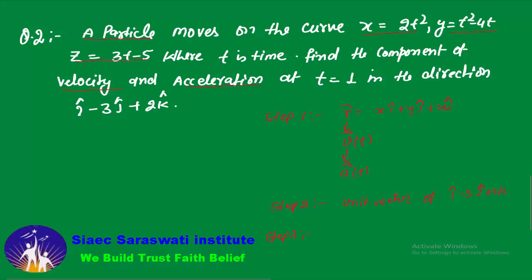to find the component for the component of v, that will be v of the given vector v of t dot product with this n cap vector. Okay, this is the n cap vector dot with the n cap. So this will be the velocity component, and for the acceleration, so a of t dot n cap. Okay, so this is the way to solve this particular problem.